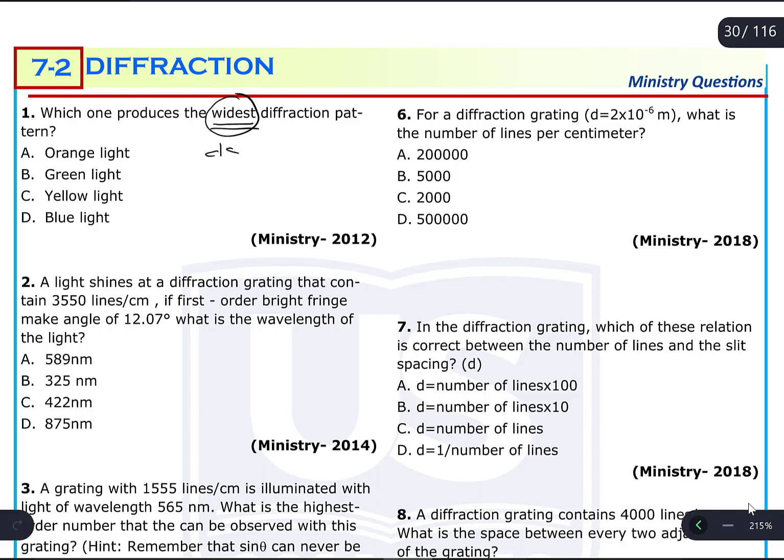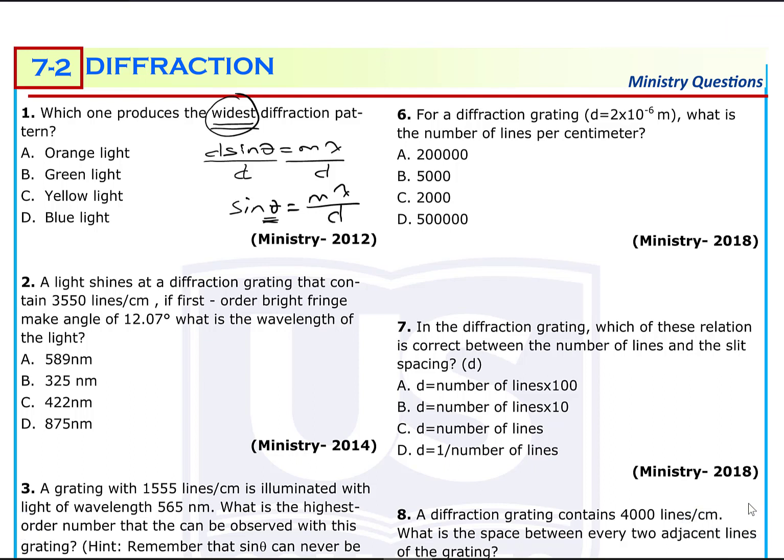Remember, d sine theta was equal to m times lambda. So divide both sides by d, and sine theta is going to be m lambda divided by d. That means the width of the pattern is represented by theta. As theta increases, the width of the pattern increases. So the factors which increase theta will increase the diffraction pattern width as well.